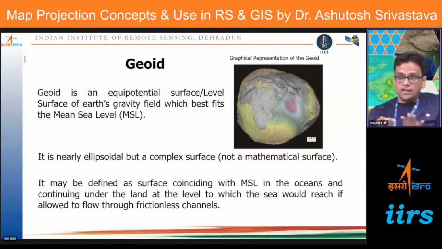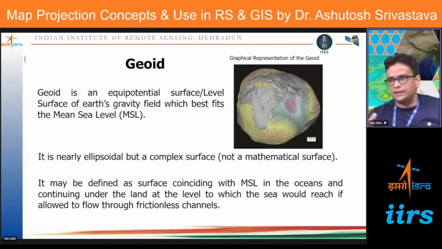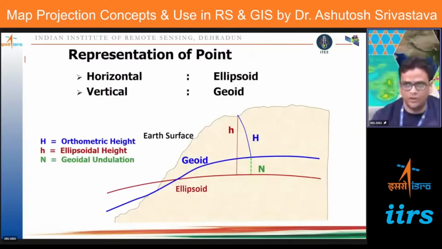So the difference between the geoid and the mean sea level is very small. So in general, we are using the mean sea level information. We can use the geoid also for our height reference. And in some places we are also using the ellipsoidal height. But in our GIS analysis, basically we take the reference from the mean sea level or geoid.